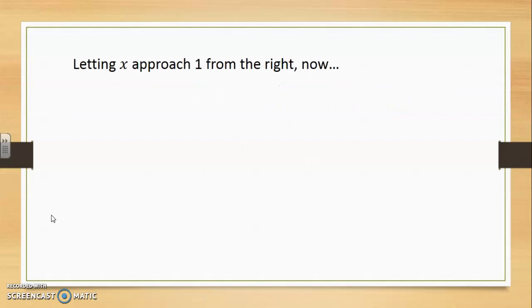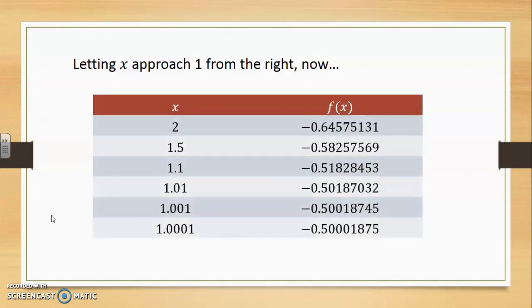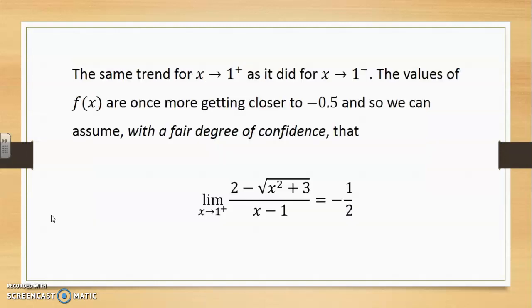Let's now observe what happens when x approaches 1 from the right. Once again, we've developed a sequence of numbers, so under column x, where those numbers are approaching 1 but are systematically to its right. Notice how f of x has values that seem to be approaching the fraction minus 0.5.